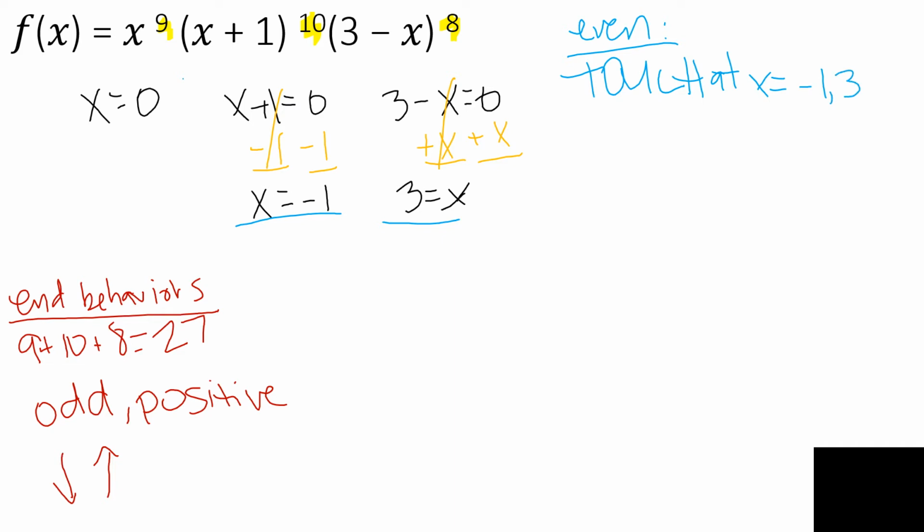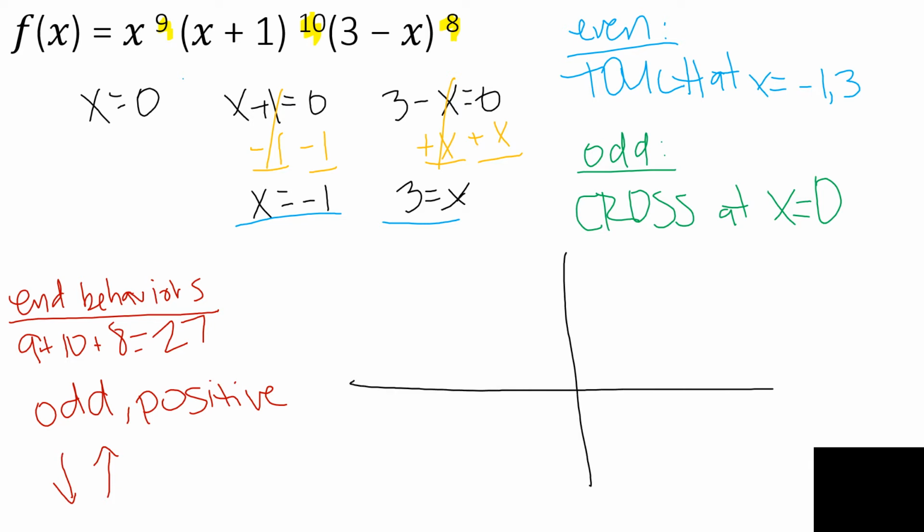And then we have odd. When the multiplicity is odd, we cross at x equals, and in this case it will be x equals 0. So we will cross at the origin. And if we graph that, we're going to have -1, -2, 1, 2, 3, and we'll just add 4 for good measure.